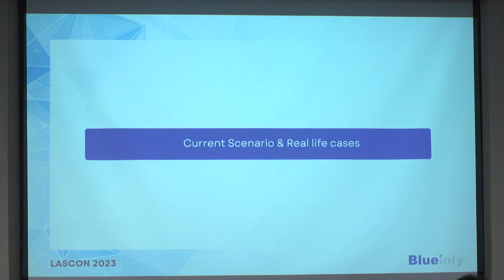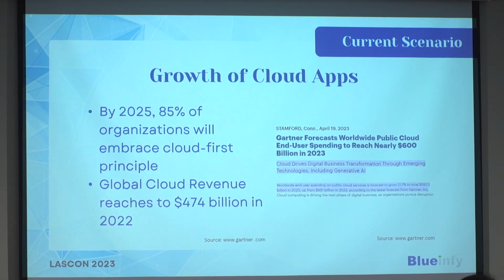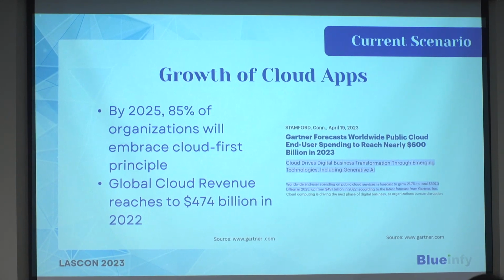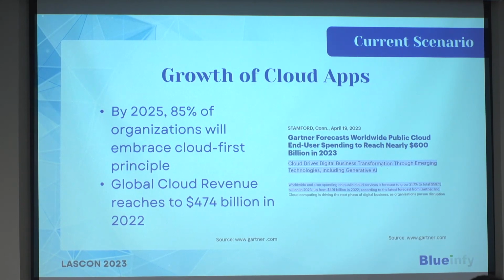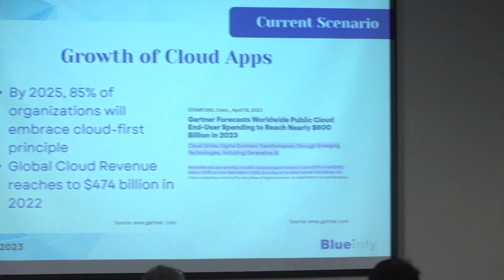Current scenario and real life cases. So if you look at the growth of the cloud, in 2025, as per Gartner, 85% of organizations will embrace a cloud first principle. So most of the applications will use some of the cloud components. Sometimes your application won't use the entire cloud, but maybe it uses Cognito, or maybe it uses a bucket. Some part of your cloud resources would be part of your application.